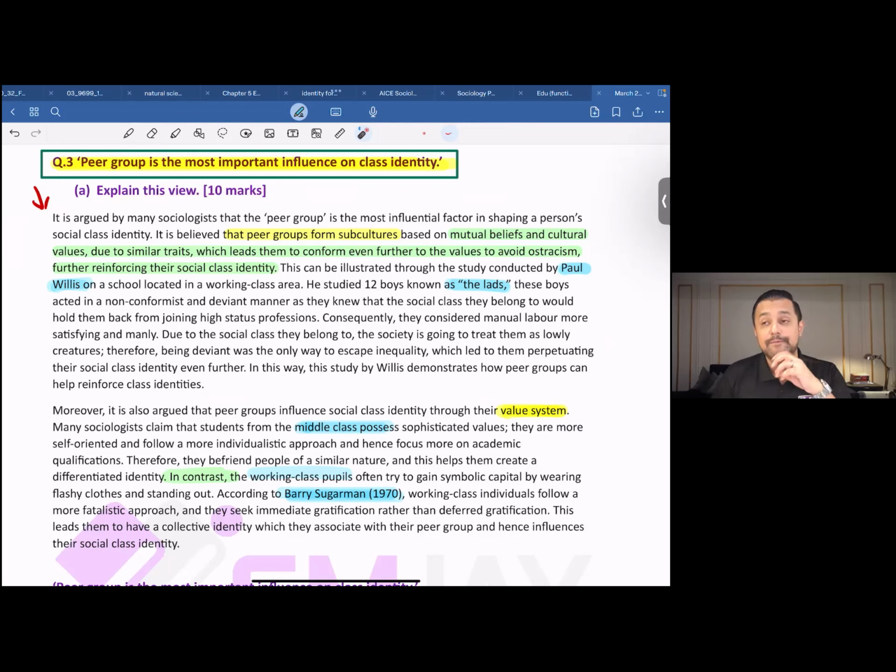Let me re-say this. You do not necessarily need to write these references that are written over here. For many of you, you might not even be aware of Paul Willis and Barry Sugarman. Do not worry, it is okay. You might have studied any other reference. You can't think of a name, it's still okay. You stressing out at this point wouldn't really help you. So use any sociological material, which does not necessarily have to be the name of a sociologist. So I believe we're done with question number 3A.